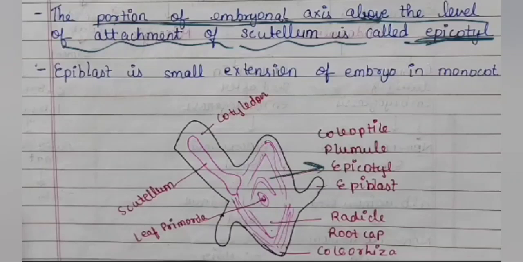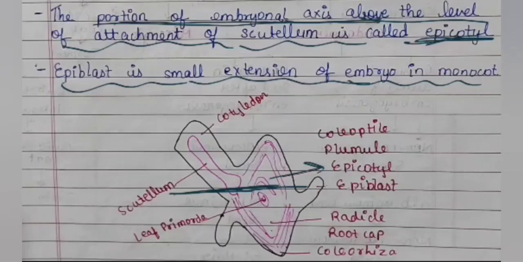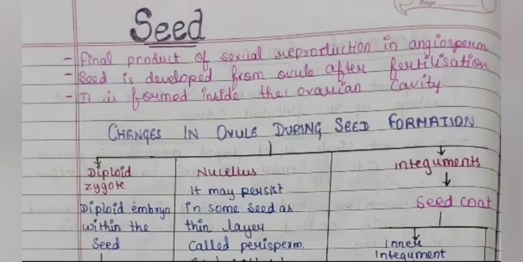So this is here the epicotyl, which is above the attachment of scutellum. Then epiblast is a small extension of embryo in monocots. Here it is the epiblast with a small extension.